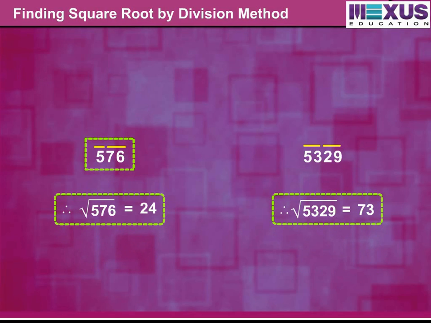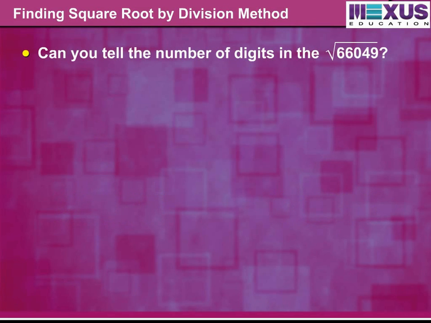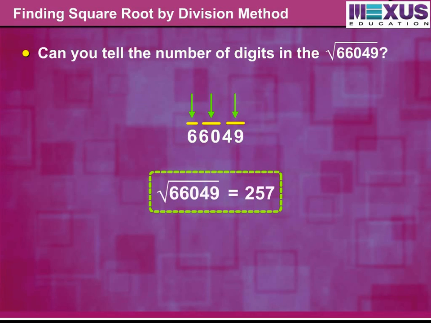In both the numbers 576 and 5329, there are 2 bars, and the number of digits in their square root is 2. Now can you tell the number of digits in the square root of 66,049? By placing bars, we get 66,049. Since there are 3 bars, the square root will be of 3 digits.